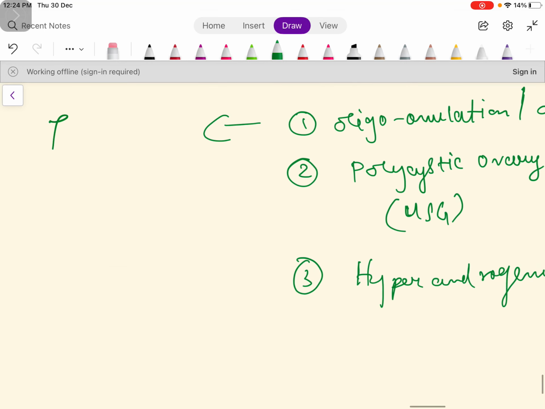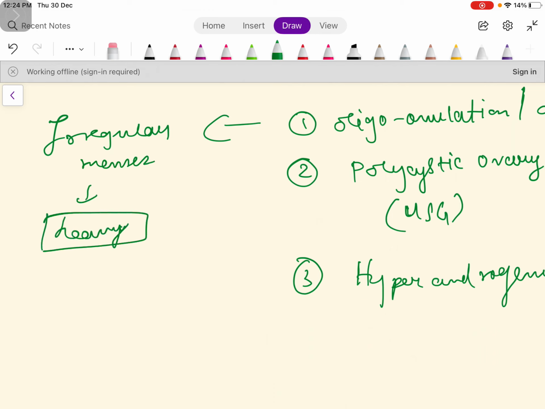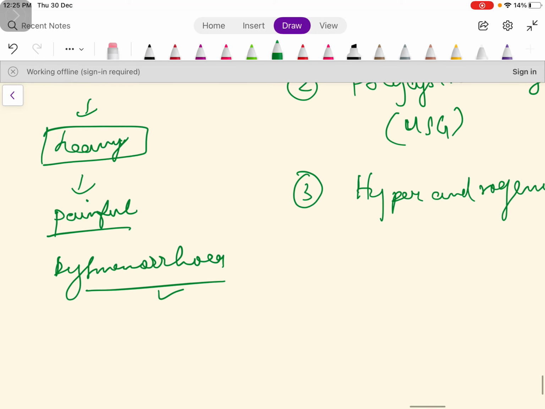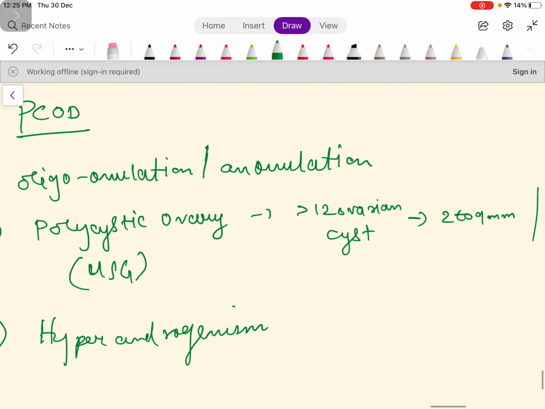So this oligo-ovulation, anovulation, will lead to irregular menses, and this menses will be heavy whenever they occur. Okay, and it will be painful also. So there may be dysmenorrhea. Dysmenorrhea means painful menstruation, and it will be irregular also.